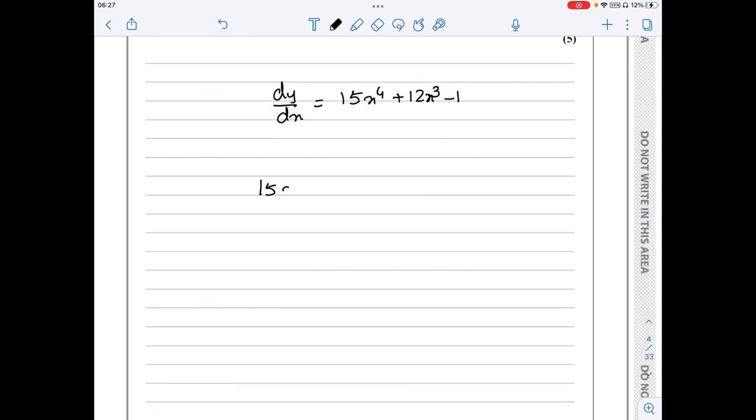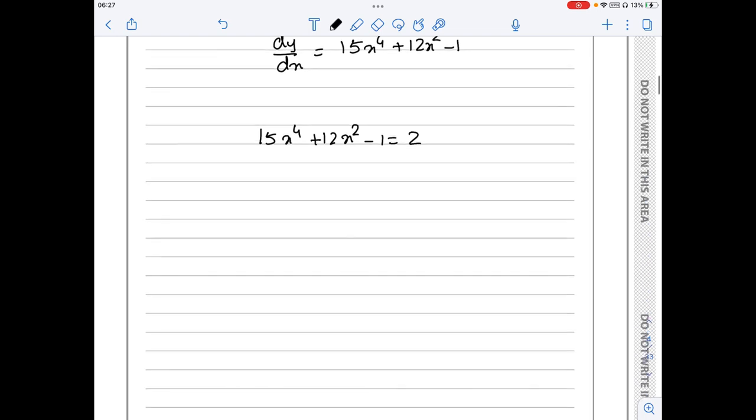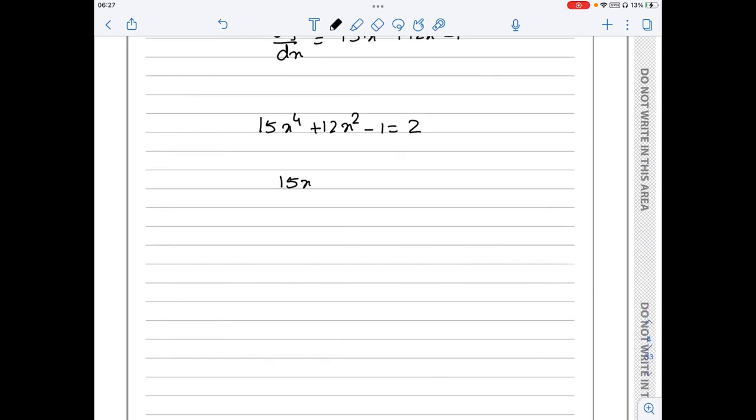So 15x to the power of 4 plus 12x square, this is 12x square, plus 12x square minus 1 should be equals to 2. So what does that become? 15x to the power of 4 plus 12x square minus 3 equals to 0.